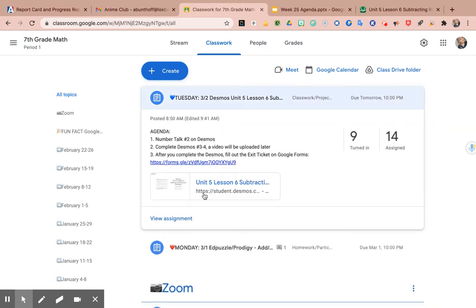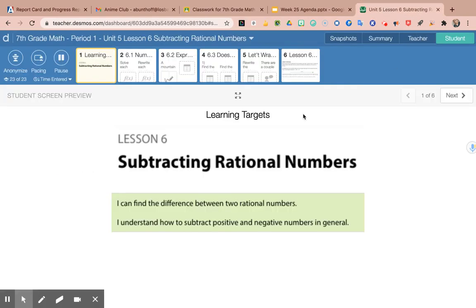I'm going to show you how to get help on your Desmos. So you're going to click on that link. When it opens up, you might have to log in with Google if you're not already logged into Desmos. Number 1, there's nothing for you to do. It just says the lesson 6 title, which is subtracting rational numbers. Our learning target is to find the difference between two rational numbers. Difference means subtract. So if something ever tells you to find the difference, you're subtracting.